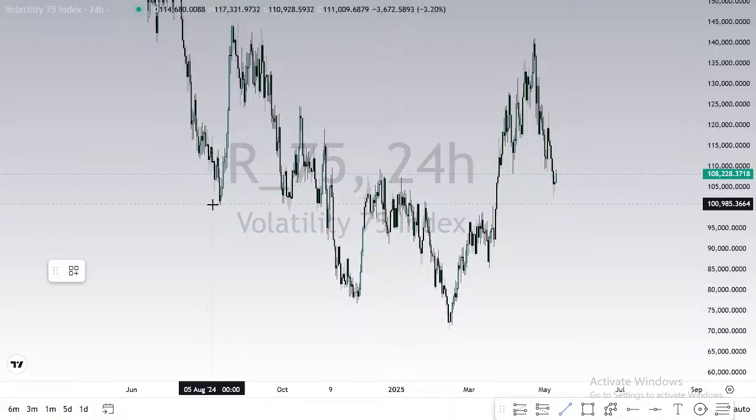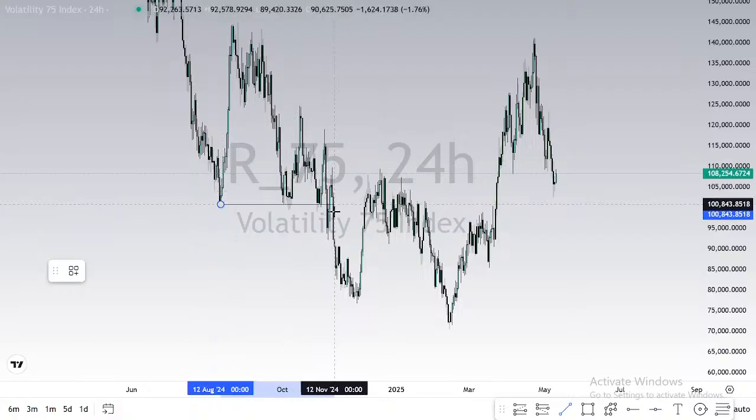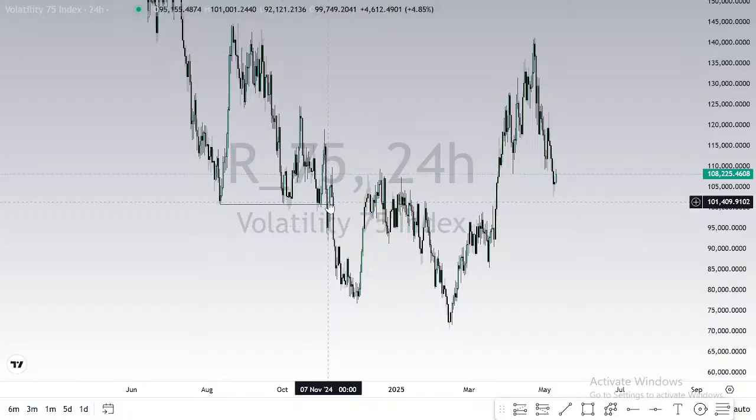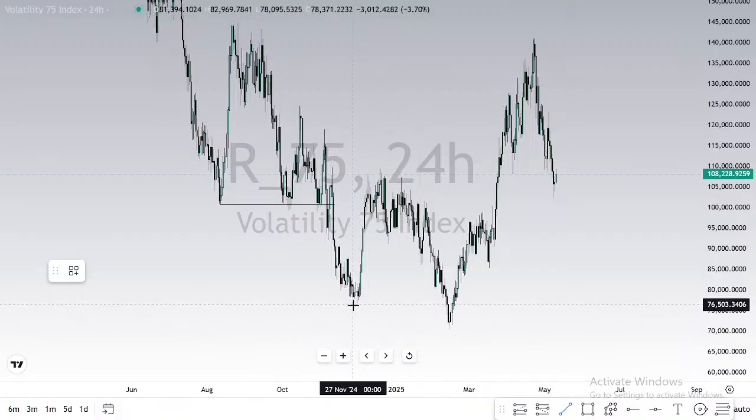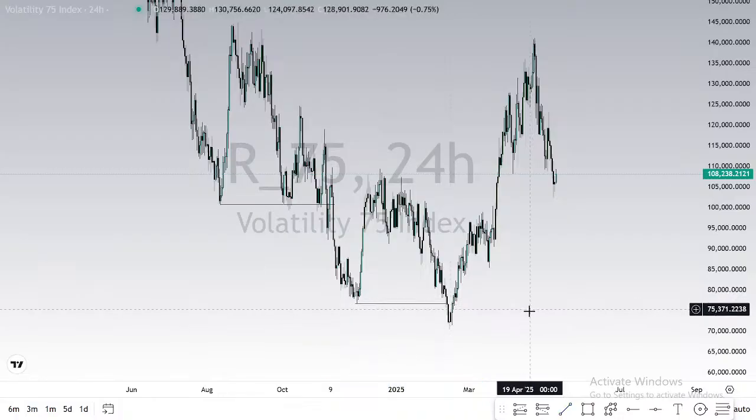So we had a break of structure to the downside. This is where we had the body close outside the structure. So we had another break of structure to the downside.